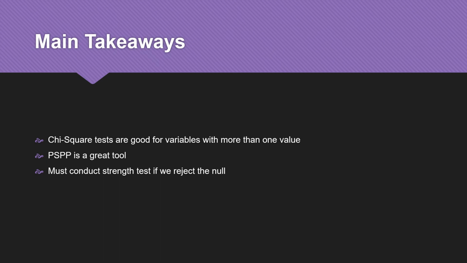If one had to do these tests longhand, it could take quite some time and be prone to errors, but using a software program eliminates those errors and the time it takes to run these tests. We need to remember that we must conduct that strength test if we reject the null hypothesis, as we did in our final example.